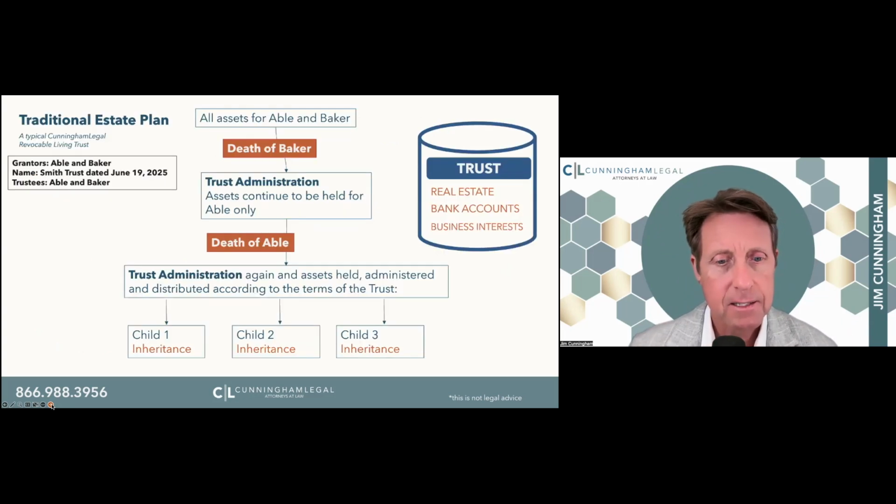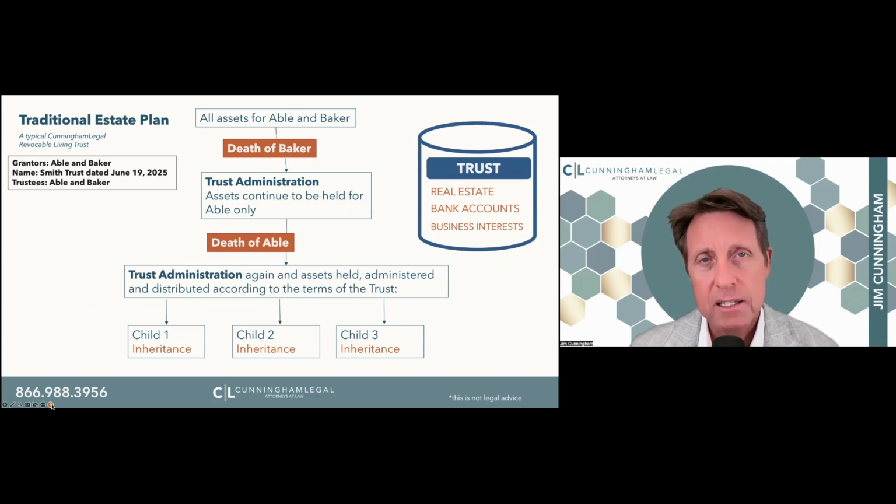That's a recent case. So here's an example of a basic estate plan. We have Abel and Baker Smith. They create the Abel and Baker Smith Trust dated June 19th, 2025, which is the date we're recording this, which happens to be Juneteenth, the day the Emancipation Proclamation was read to the last people who were held in bondage under slavery.